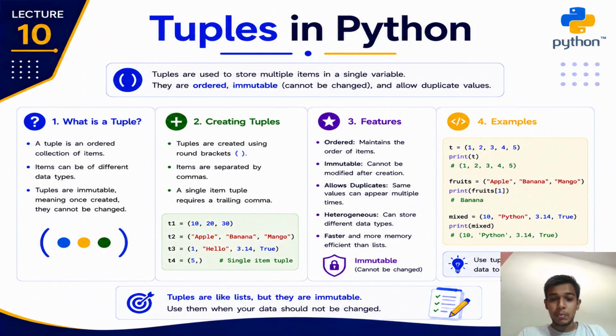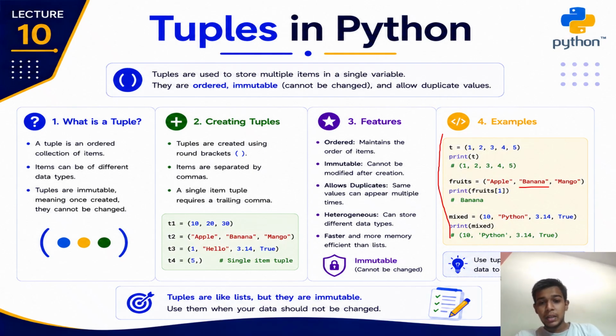Now let's understand the example given here. So our first tuple is t is equal to (1, 2, 3, 4, 5). If we print this tuple, Python displays all the values exactly as they are stored. Next is this tuple of fruits. If we write print(fruits[1]), banana is at index 1, so Python will return the output banana. Now the last tuple is this mixed tuple. This example shows that we can store numbers, strings, floating values, and boolean values together.